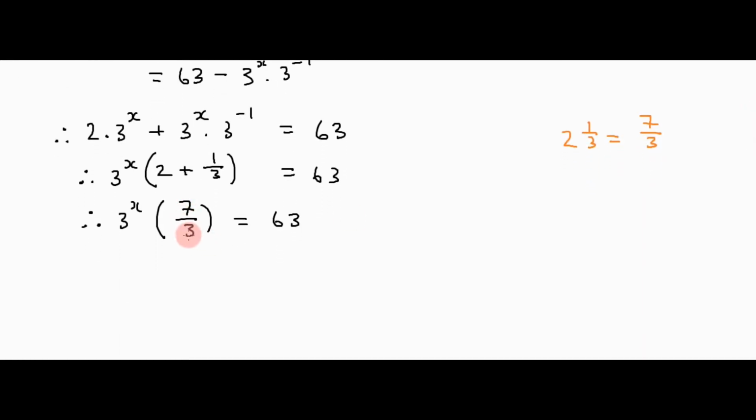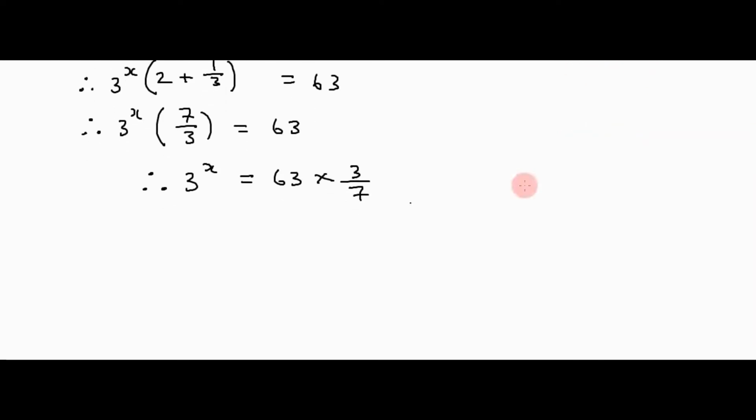We can divide the 7 over 3 into the right-hand side, and in fact multiply by the inverse on the right-hand side. So it's going to be 63 times 3 over 7. So 7 into 63 is 9, times 3 is 27. So we have 3 to the x is 27. And using prime factors of 27, we can write it as 3 cubed. The bases are the same on both sides of the equation, so the powers must be the same, and x equals 3.